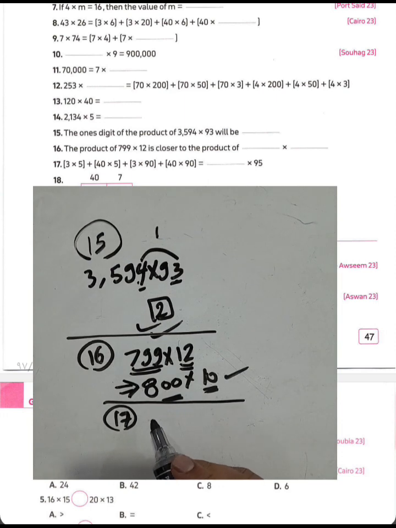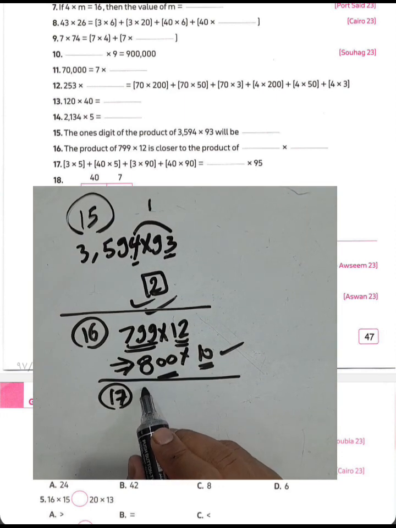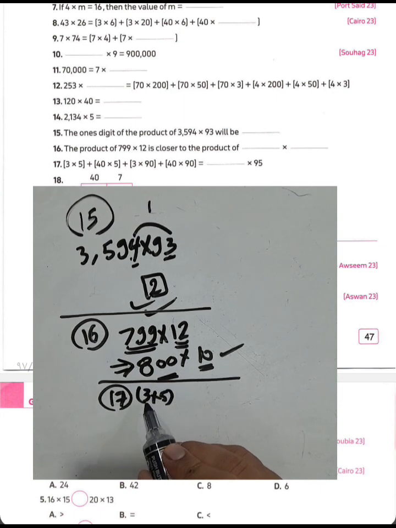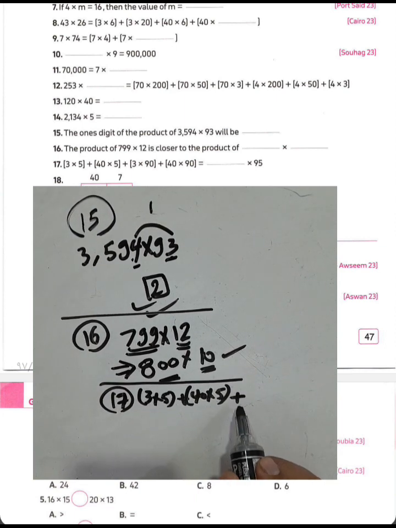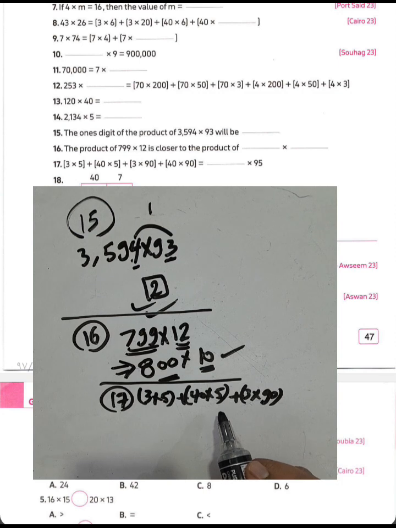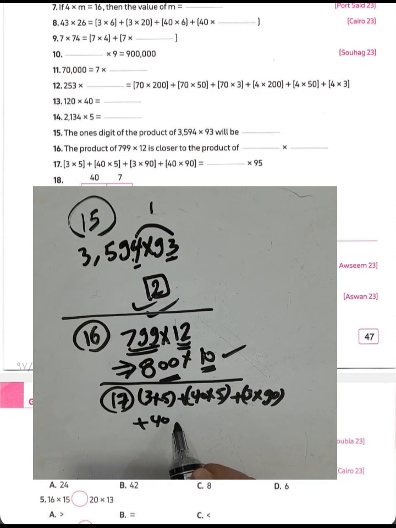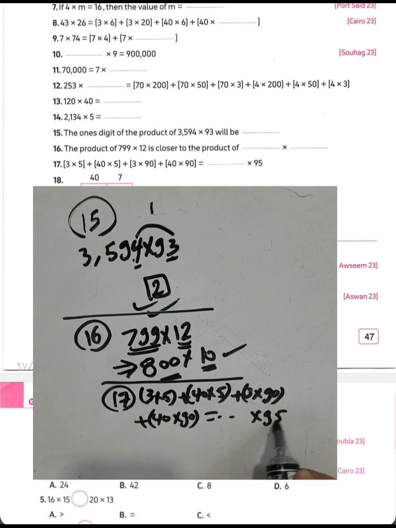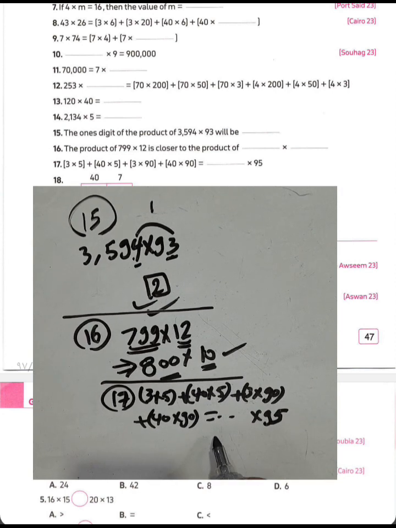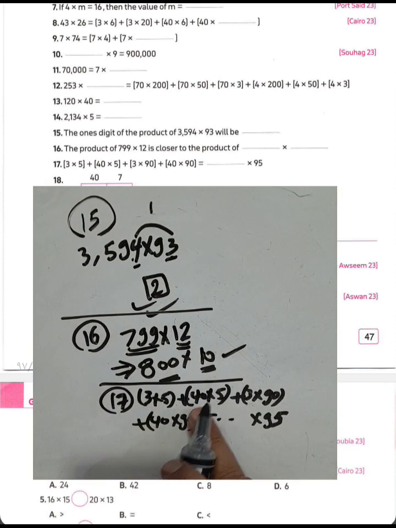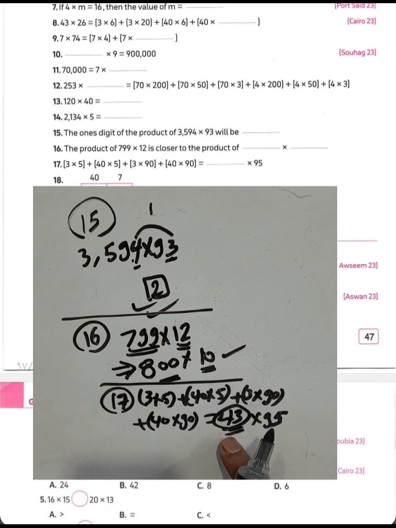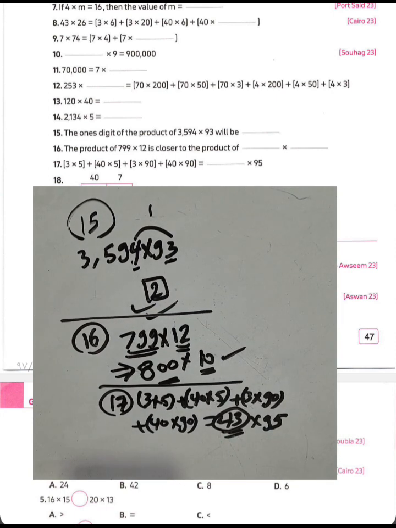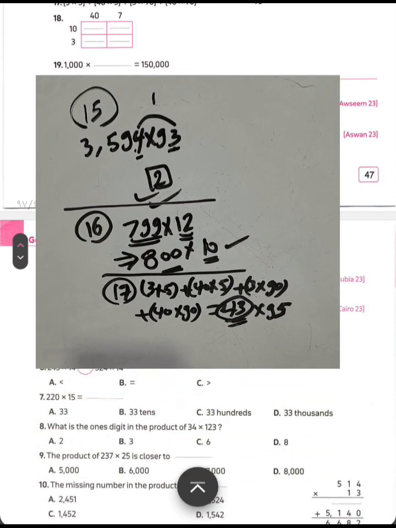Question 17. 3 times 5 plus 40 times 5 plus 3 times 90 plus 40 times 90 equals what times 95. We must add the first digits: 3 plus 40 equals 43. And the second digits: 5 plus 90 equals 95. The result will be 43 times 95. For question 17, write 43.